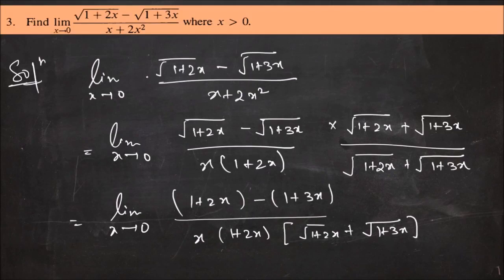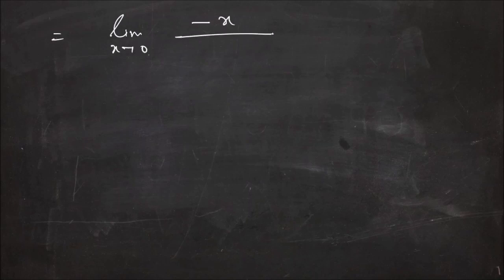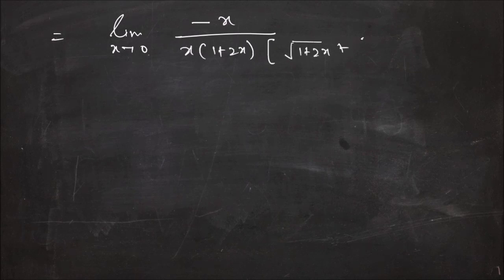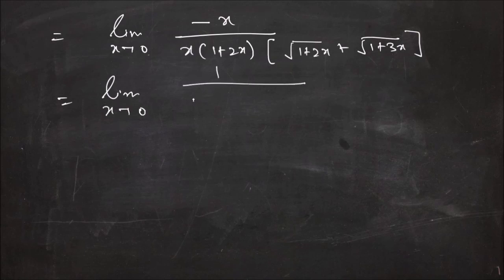So now, next page, what we had on this page, yes. So 1 gets cancelled out, and we get minus x in the numerator, and the denominator is as it is. So limit x tends to 0 of minus x in the numerator. Now I can take the limit. So using algebra, first let us simplify it.